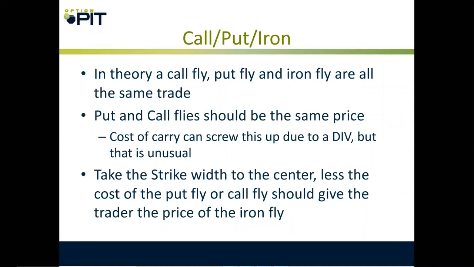And for an iron butterfly, you take the strike width to the center. So if it's a 100, 105, 110 butterfly, so it's 5 points wide, we would say, if I take the cost of the put fly or the call fly, either, and subtract it from that strike width, it should give me the iron butterfly. So, for instance, if I buy a call fly for $2, that would mean the iron butterfly would cost me $3. All right. Very simple, right? 5 minus 2 equals 3.